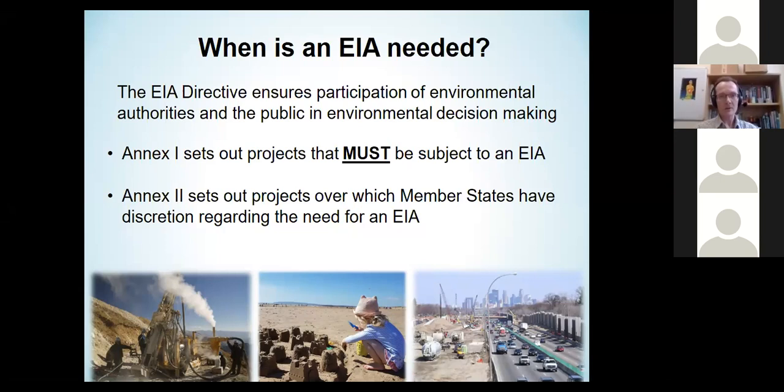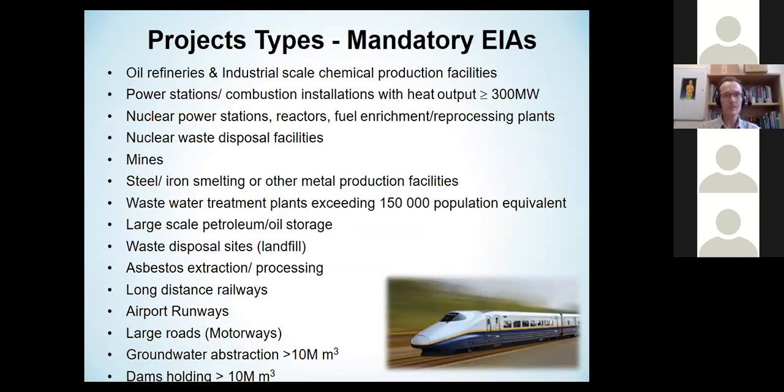So let's have a look at those different groups: the ones that must have an EIA, and those where it's up to the discretionary decisions of the local authorities. In that first category, these are the ones that, if they're going to happen, have to have environmental impact assessments. These include really major developments and projects. We're talking about oil refineries or chemical production on industrial scales, new power stations or combustion installations, so nuclear power, coal burning stations, nuclear waste disposals, or mines.